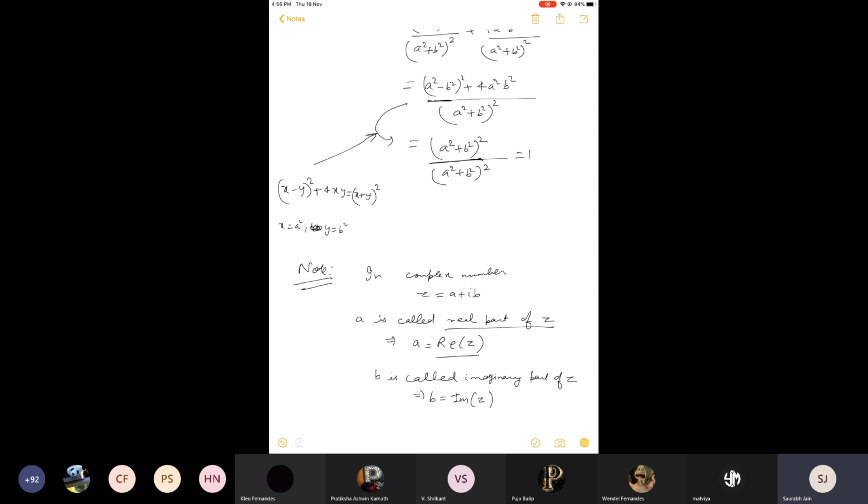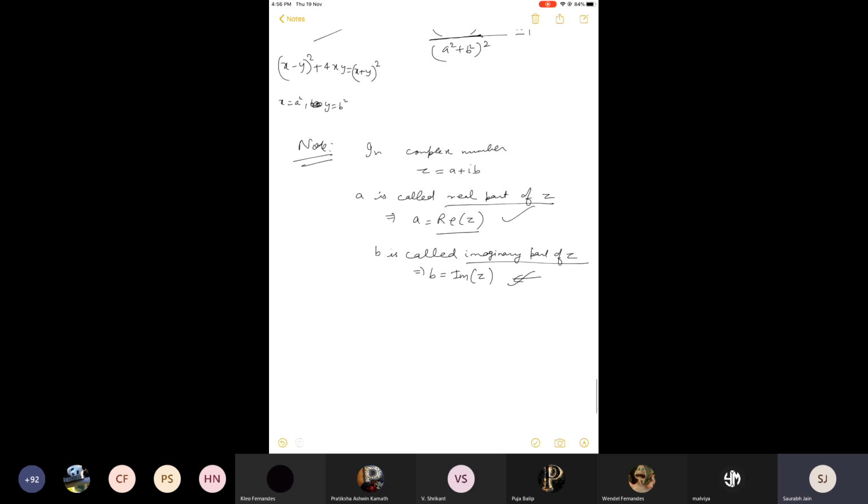IMZ means we are taking the first two alphabets from the term imaginary. So, imaginary part of Z. Instead of writing this whole phrase, we use IM bracket Z. These notations are important. REZ means real part of Z. IMZ means imaginary part of Z. Because based on that, you will also find questions.